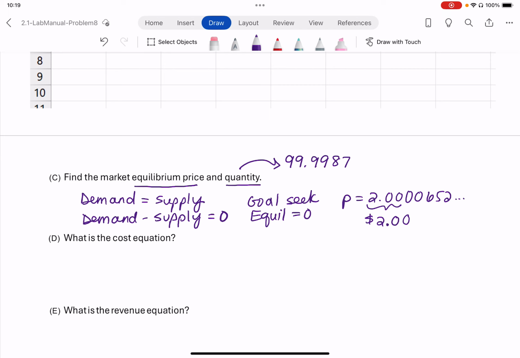And so you could round that to 100 if they were asking you to round it. Just like in WebAssign or whatever, pay attention to what they're asking you to do as far as rounding goes.